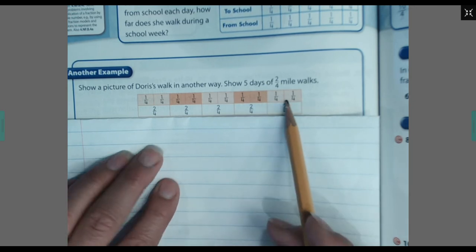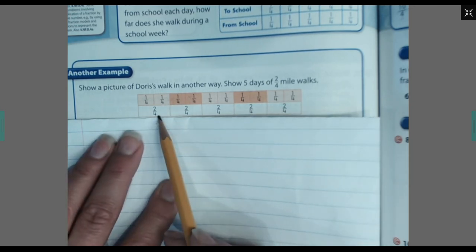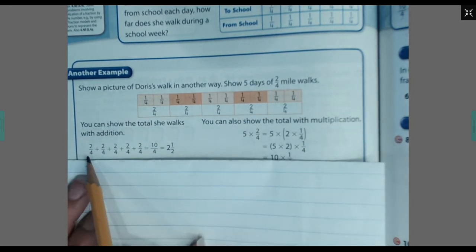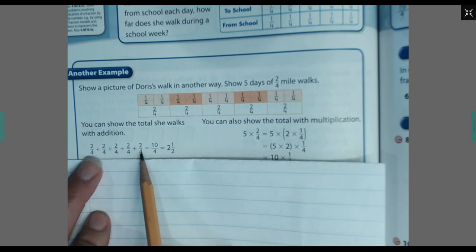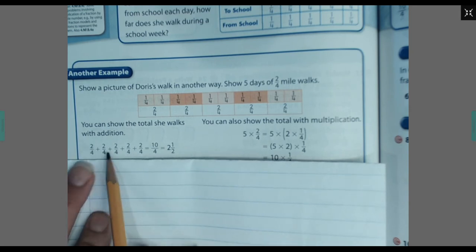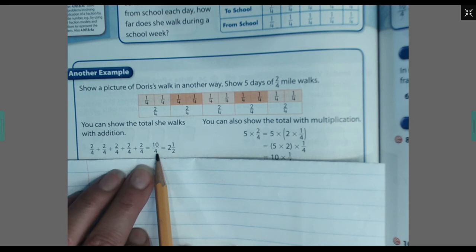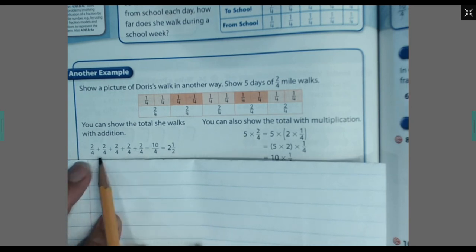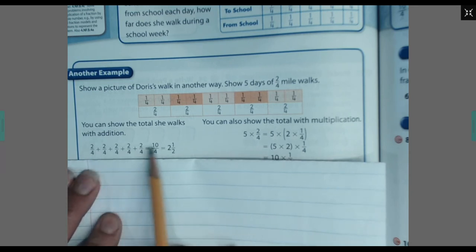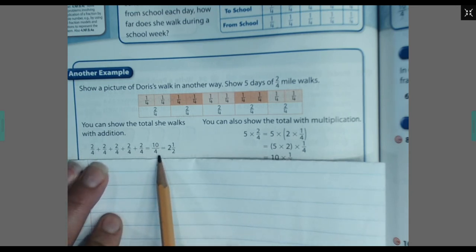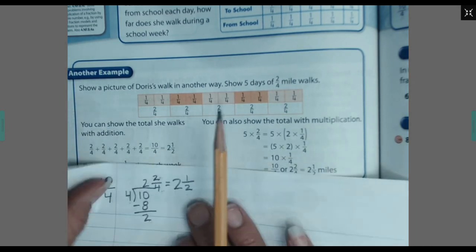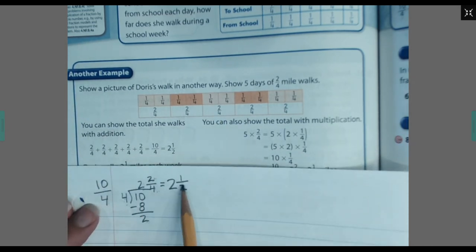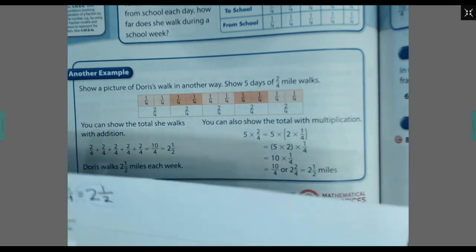And each of those days she walks 2 quarters. So we could add those all up, 2 quarters, 5 times. We added 2 quarters, 2 quarters, 2 quarters, all the way up. When we add fractions with the same denominator, we keep the denominator and we add our numerators, so 10/4. And then we do that same division that we did here, but this time we already get that most reduced form. So now we're going to see what it looks like with multiplication.